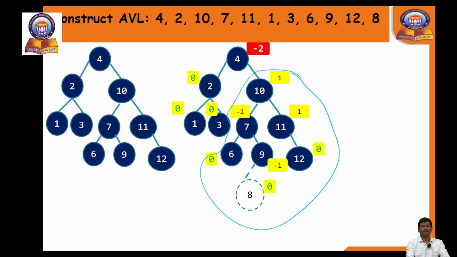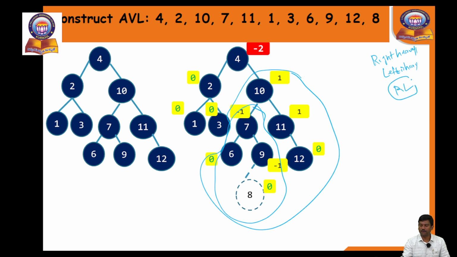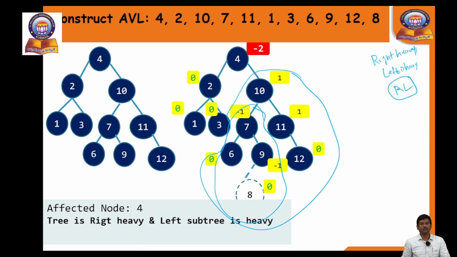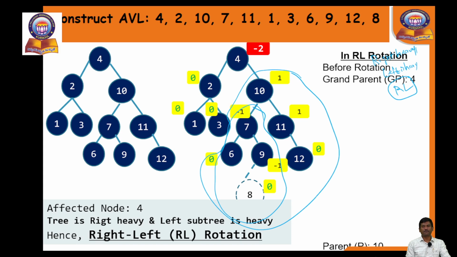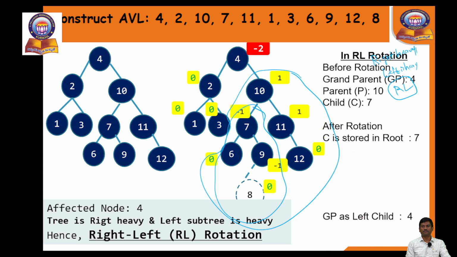Right is heavy, and within which the left subtree is heavy. So when right is heavy, and out of which the left is heavy, then you need to perform RL rotation. If you recall, the node that has been affected is 4, and you need to perform the RL rotation. And within the RL rotation, I've explained about before rotation and similarly after rotation.